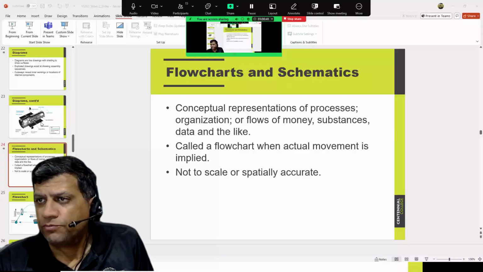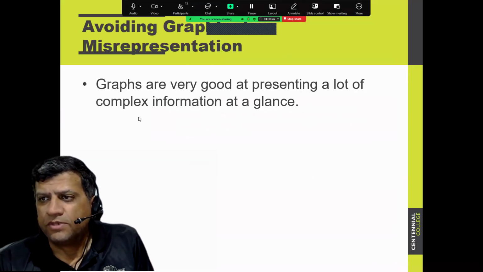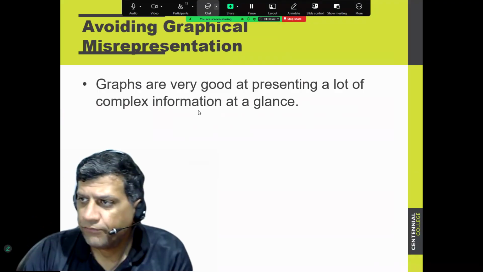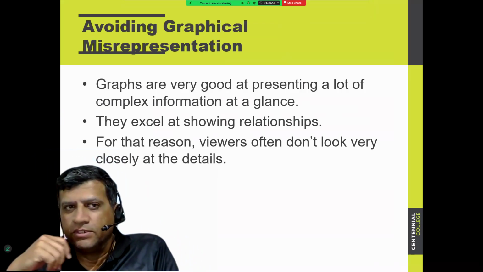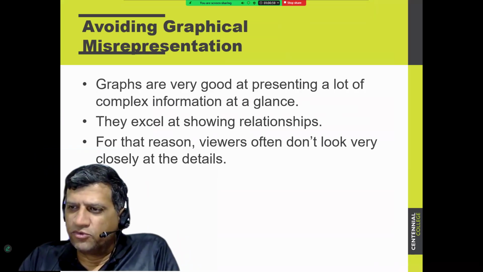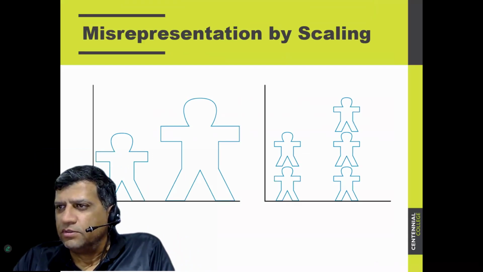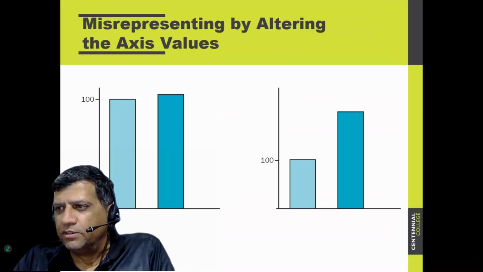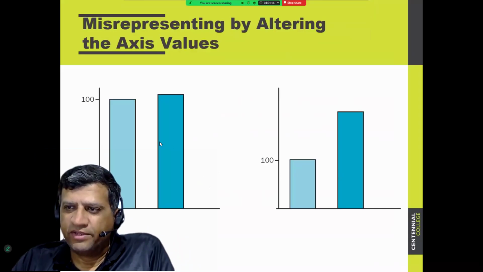Okay, let's get back into our slides. So some things that you want to avoid are showing relationships that don't represent a true picture, right? You want to avoid a misrepresentation. Like, for example, the one on the right, it makes it seem like there's a big difference, whereas in fact, they're relatively close.